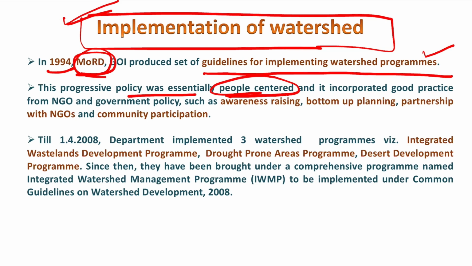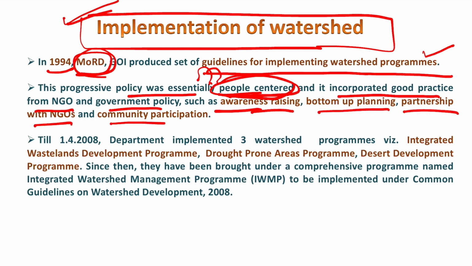Why this is people centered? Because without taking the local support, you cannot implement effectively any program or policy. Because who are the ultimate beneficiary? Those local people. If they help in that particular program or policy, then that will be successful, right? So the policy was people centric, and it incorporated good practices from non-government organizations, government policies such as awareness raising, bottom-up planning, partnership with NGOs, community participation. So these are certain programs, these are certain linkages you have to do.